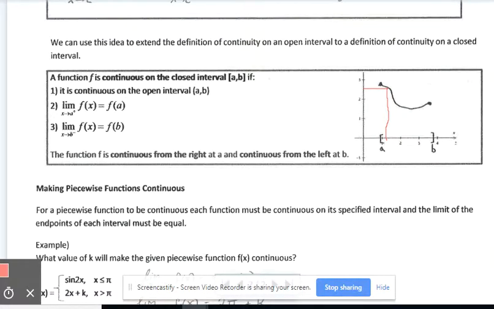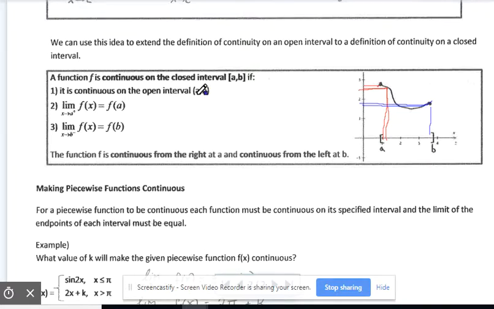So what I was saying, as the x values get closer and closer to a from the right, the corresponding y values should be getting closer and closer to what the actual value of f of a is, whatever that may be. Likewise, number 3 here, the limit as x approaches b from the left has to equal the actual endpoint. So as we get closer and closer to b from the left, the corresponding y values have to get closer and closer to what the actual value of f of b is.